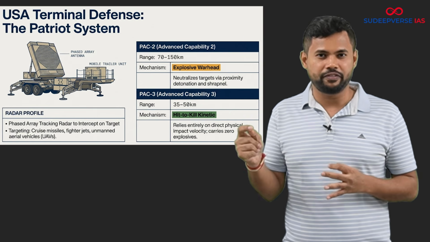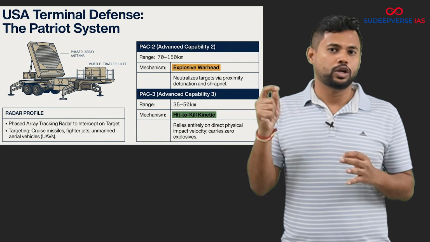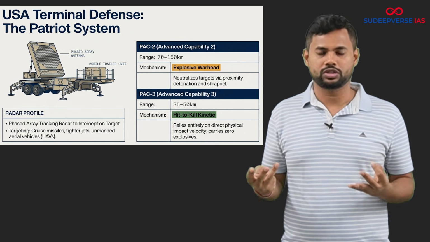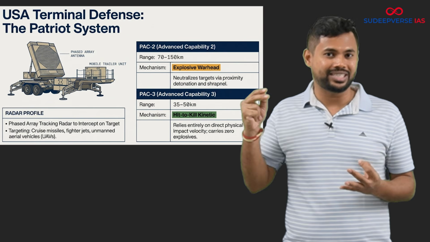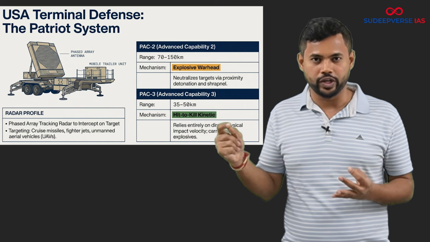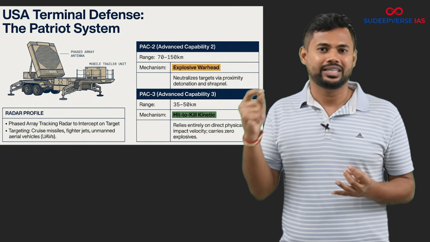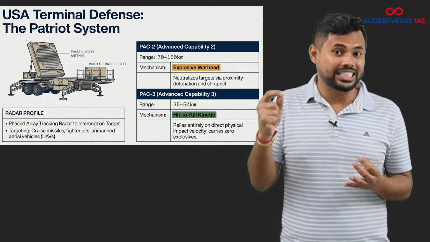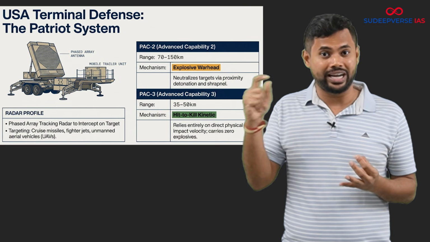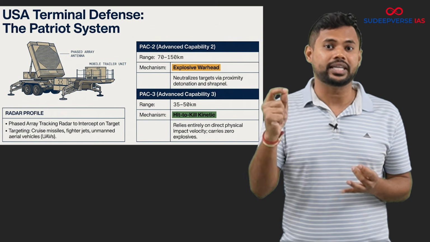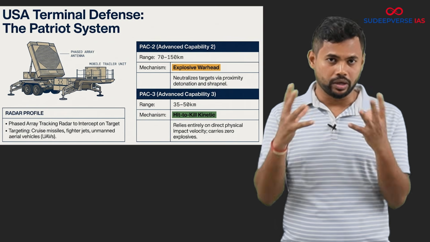Now this terminal defense or Patriot system is basically there to protect against cruise missiles, fighter jets, unmanned aerial vehicles or drones. So you have two interceptor missiles in the Patriot system. One is PAC-2 that has a range of 70 to 150 kilometers, and then you have PAC-3 that has a range of 35 to 50 kilometers. Understand that PAC-2 is an interceptor missile that carries an explosive warhead and explodes near the target, whereas PAC-3 is a hit-to-kill kinetic interceptor.